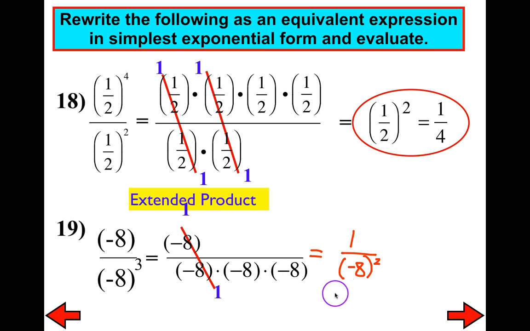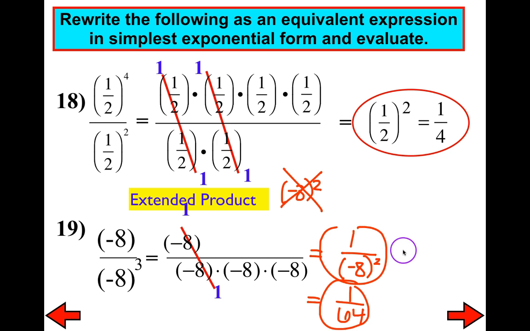What's often going to happen for this one is students might accidentally just say negative 2 squared and be done. This is wrong, so be very careful. I'm going to go ahead and evaluate it. So it's going to be 1 over, what's negative 8 times negative 8? 64. So here are your two answers.